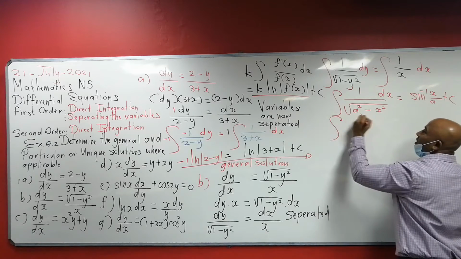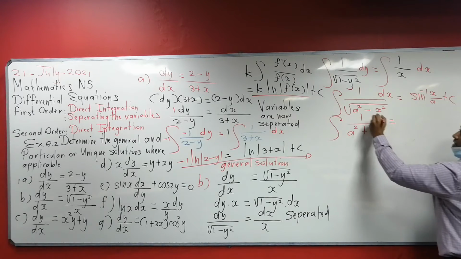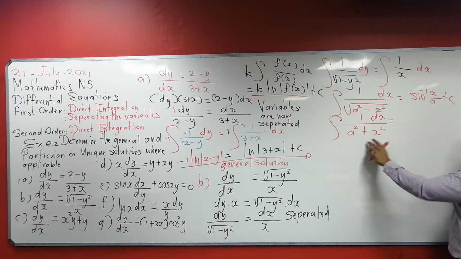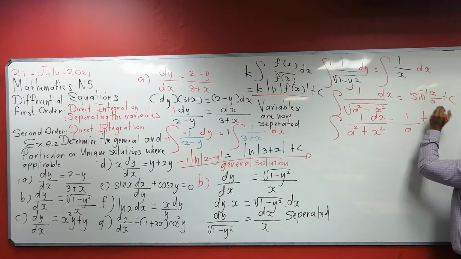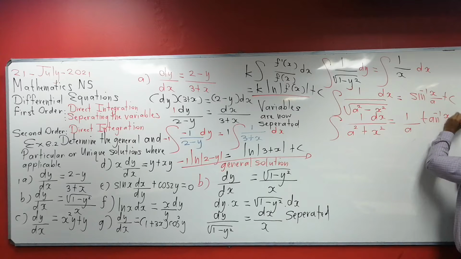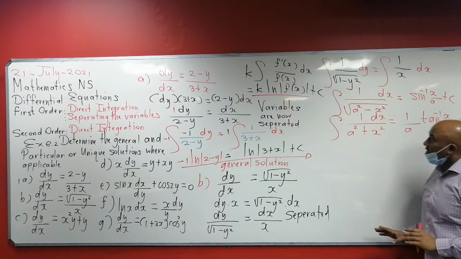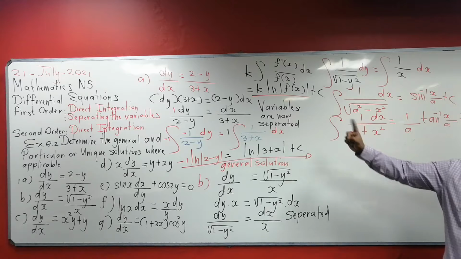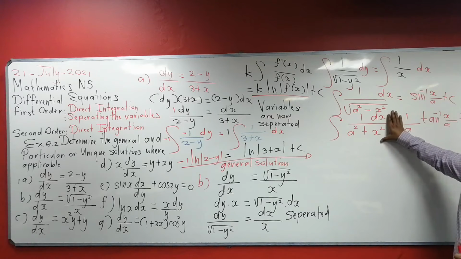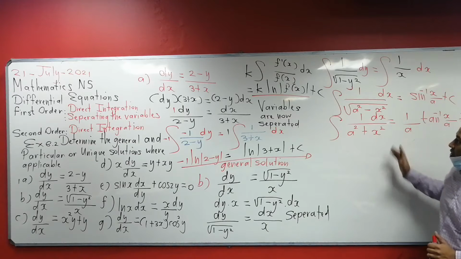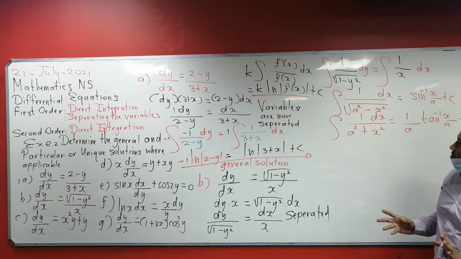If you were given 1 over a squared plus x squared, I'm just refreshing your memory on inverse trig functions. This is a tan substitution, so this is going to be 1 over a inverse tan x over a plus c, and there are 6 of these on the formula sheet. There are 6 because there are 6 formulas for differentiation, so there must be 6 for integration also. Now here you notice there is no b here.